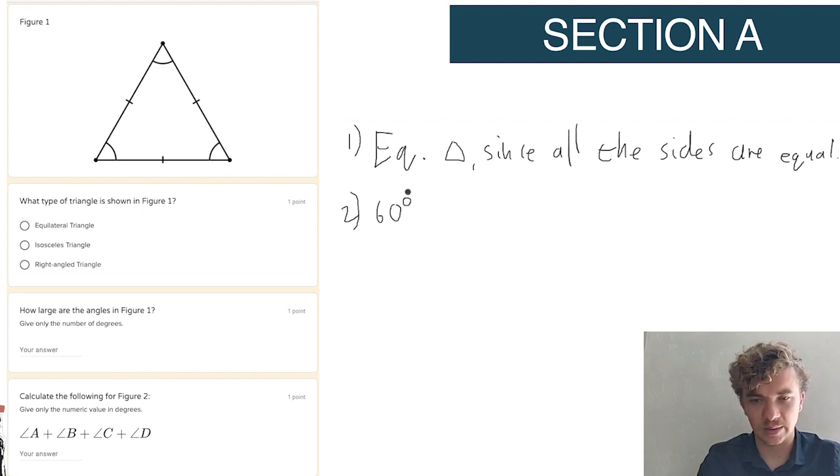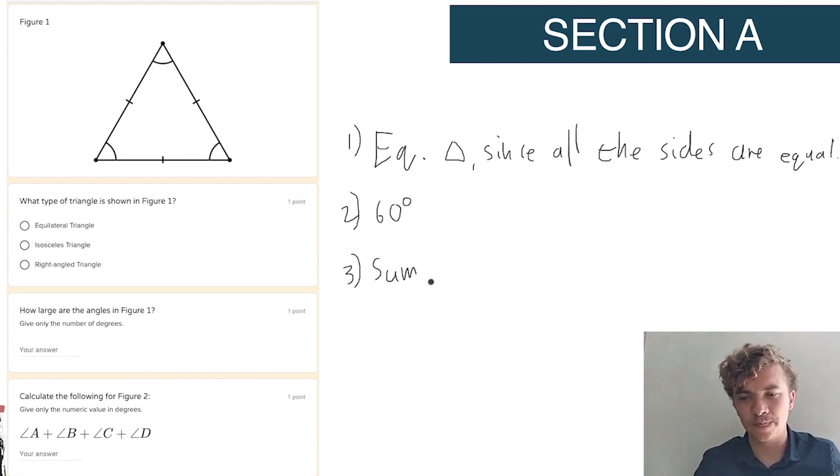And now we have figure 2, figure ABCD, and then question 3. Question 3 states: give only the numeric value in degrees of angle A plus angle B plus angle C plus angle D. We don't know what ABCD is, but it's okay, because what you should know from theory is that the sum of the interior angles of any quadrilateral is always 360 degrees.